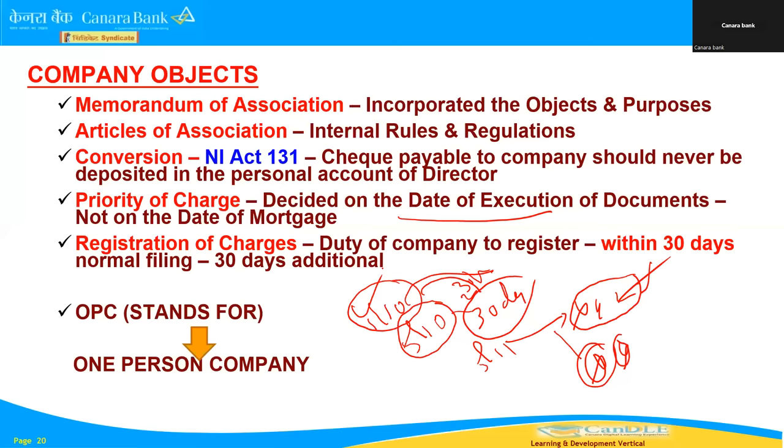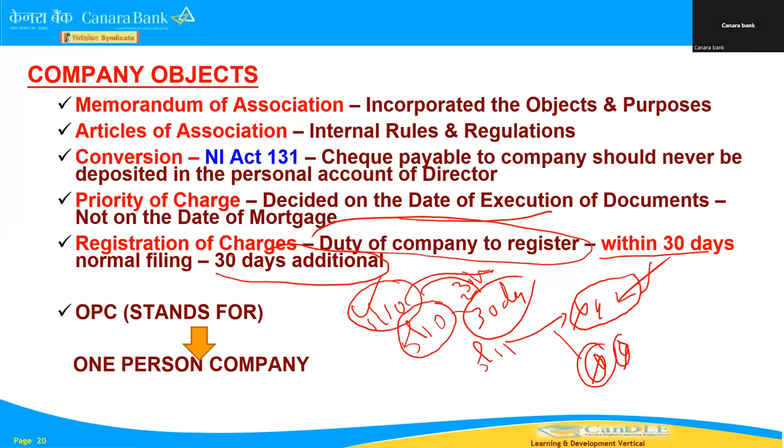Okay. Then registration of charge. I told you, it is the duty of the company to register, not the bank. How many days? Within 30 days for normal filing. Additional 30 days also can be given. So the maximum time to register with ROC is 30 days, and additional 30 days also can be given. This is the maximum time. Then OPC full form: One Person Company.